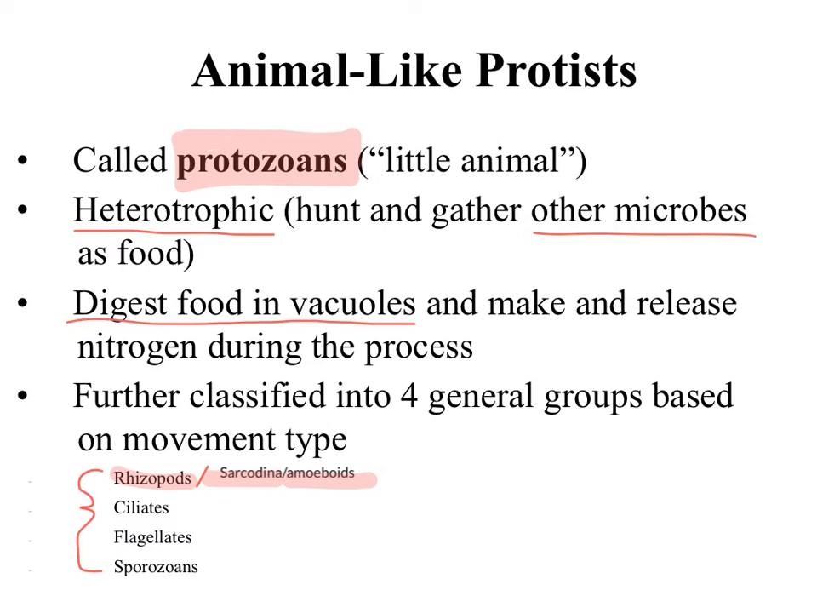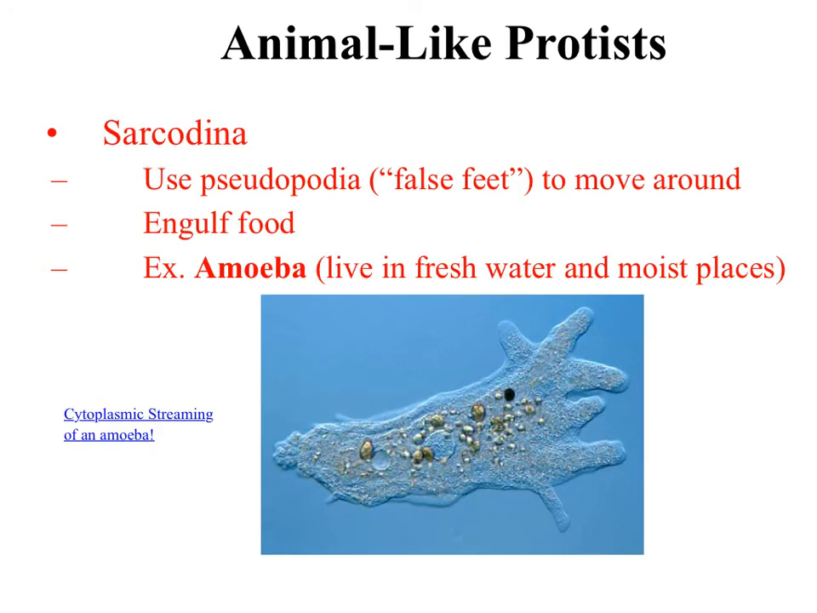Okay, so to move on, we also have ciliates. They have cilia. We have flagellates. They have flagella. And we have sporozoans. They have spores. So the first animal-like protist group that I want to talk about is our sarcodina. Now, that's the one where I said you might run into a few different terminologies, including rhizopods or amoeboids. They're all talking about this category.